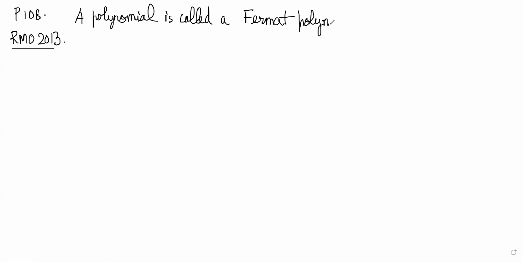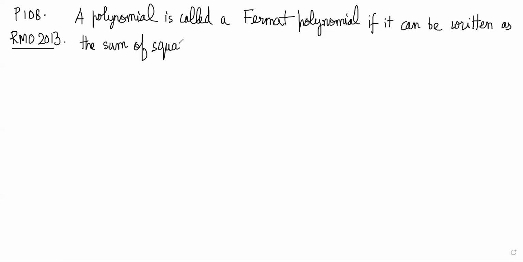This says a polynomial is called a Fermat polynomial if it can be written as the sum of squares of two integer polynomials.